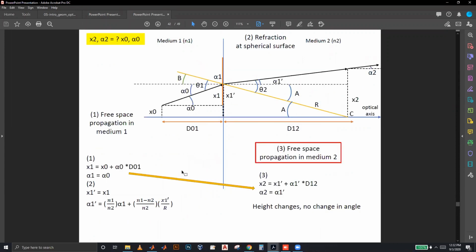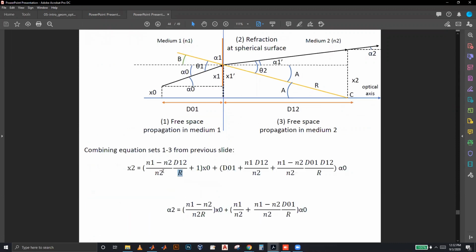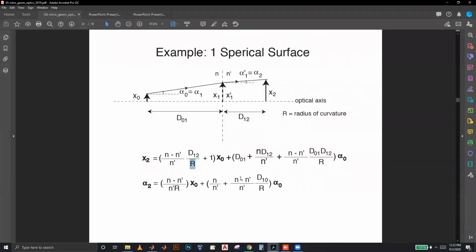Everything up till here, where we derived the individual sets of equations for the free space propagation, the refraction at the spherical surface, and the free space propagation in the second medium, is all correct. When I put them all together, somehow I lost this R, so it should be there, and I fixed it. These are the same set of equations that match what is given in slide 23 of the lecture slides posted yesterday, which has the correct R, right?